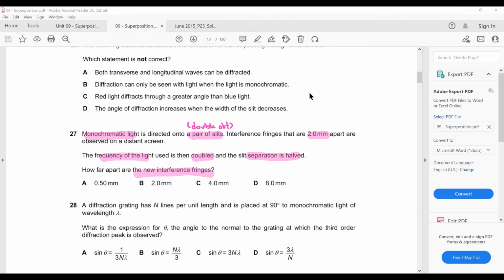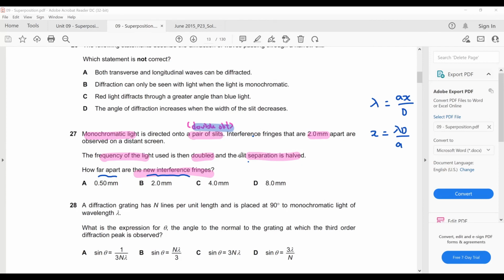Okay, so based on what you have here, the moment you see it's talking about double slit, automatically this equation always comes: lambda is AX over D. They want you to find out how far apart are the new interference fringes. They want X, the new X. So if I tell you to rearrange this, X is lambda D over A. So now you want to compare the two cases, the first case and the second case.